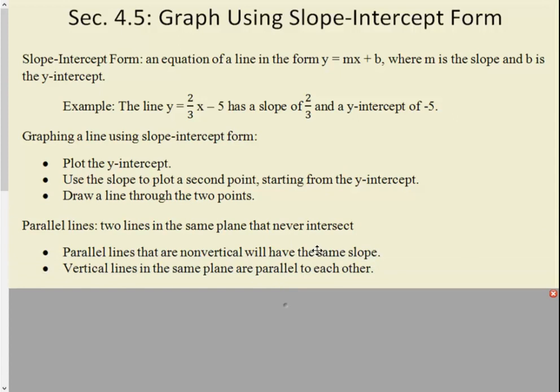And speaking of slope, we want to look at the idea of parallel lines. These are two lines that, first of all, have to be in the same plane and they will never intersect. And it turns out that parallel lines that are non-vertical will always have the same slope. And vertical lines that are in the same plane are parallel to each other. So remember, vertical lines have undefined slope, so they don't really fit that first rule, and that's why we have that special requirement there of non-vertical lines.